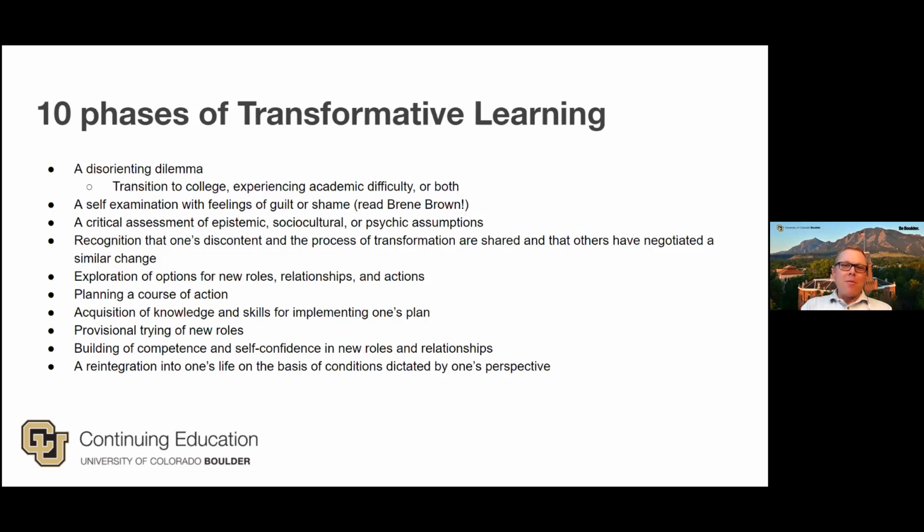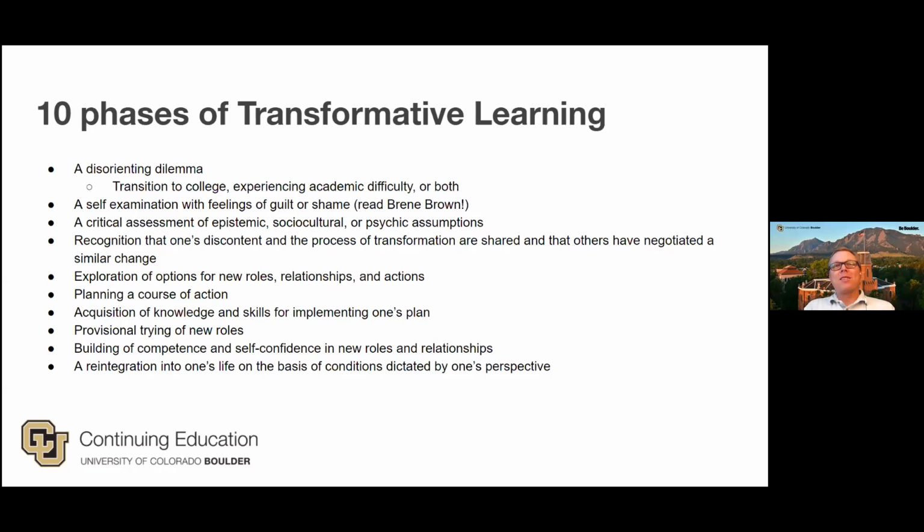So the first is a disorienting dilemma. And I think that looking at just the transition from high school to college, that in and of itself can be a disorienting dilemma. So compounding that, or in addition to that, is also then experiencing academic difficulty. Students come in from high school to college and find that whatever worked for them in high school maybe doesn't work for them anymore here at CU or at other institutions of higher education.